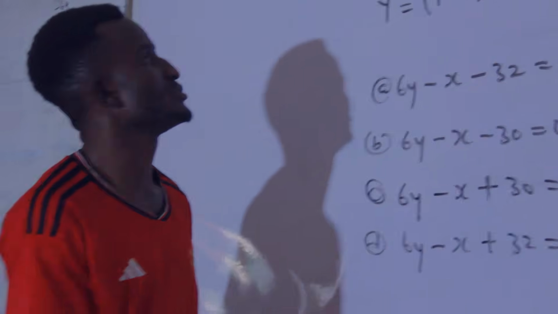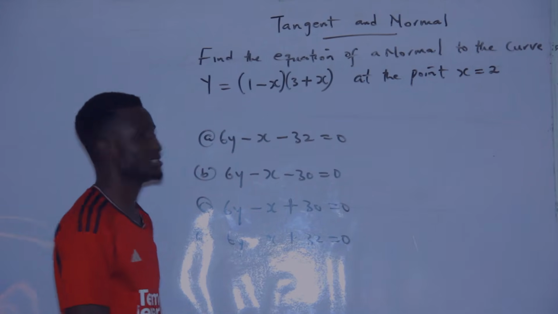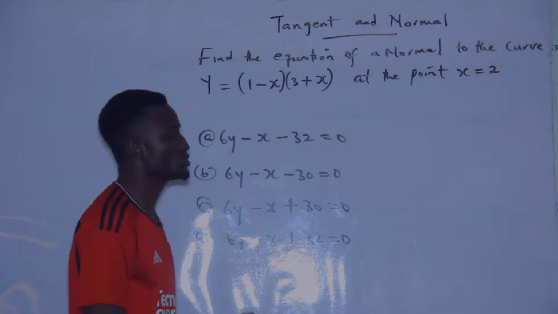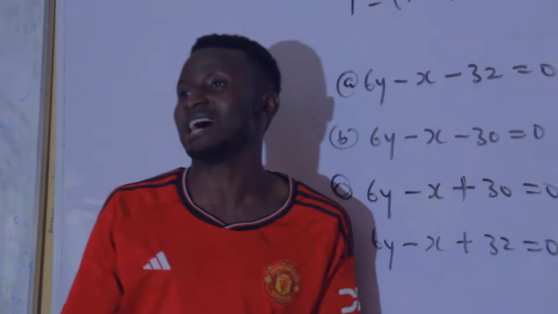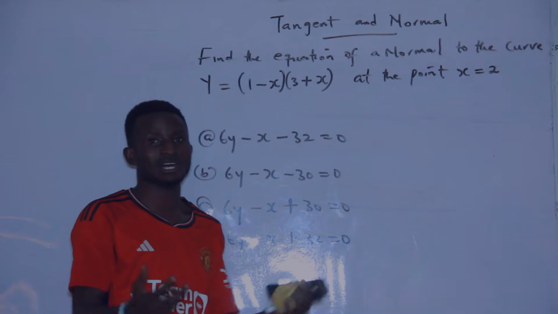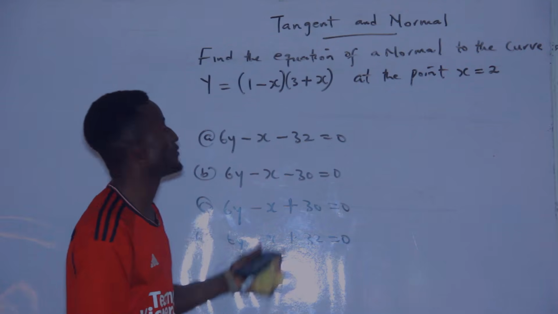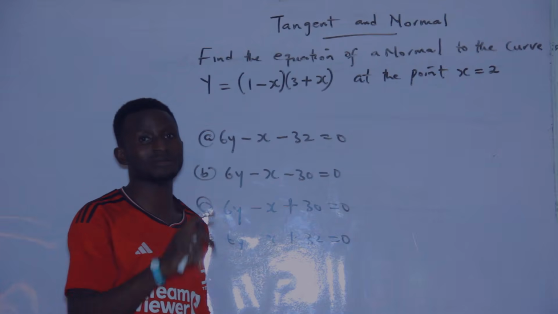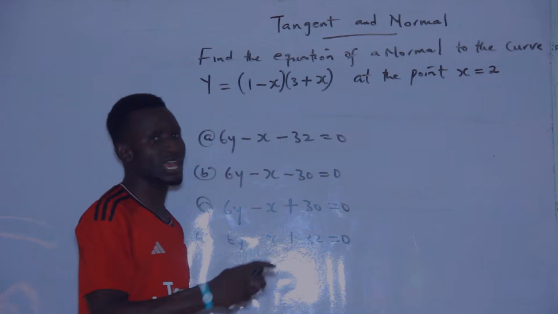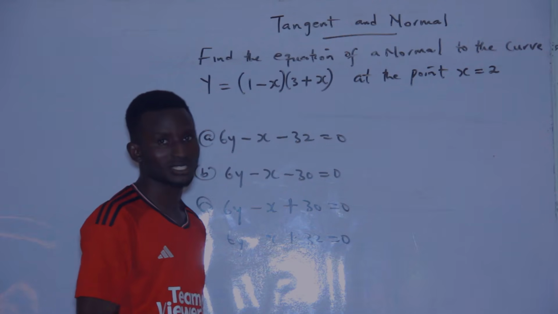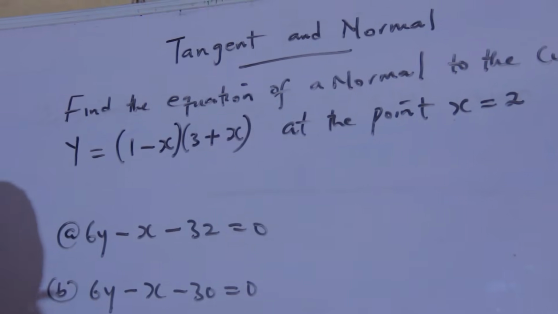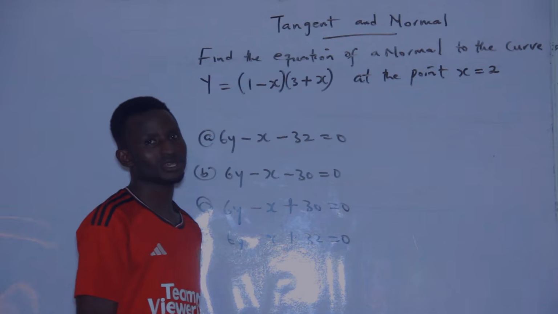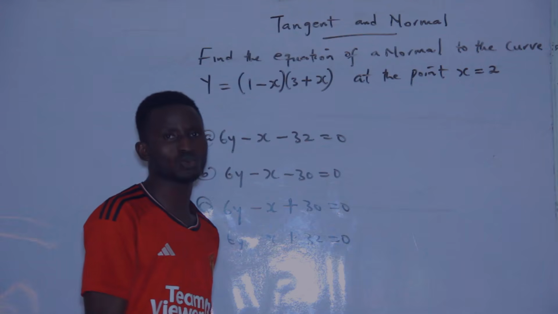This aspect will be talking about the tangent and the normal: the equation of the tangent and the equation of the normal. These two have formulas. Don't forget, the formula for the tangent is y minus y1 equals m into bracket x minus x1. And the formula for the normal is y minus y1 equals minus 1 over m into bracket x minus x1.